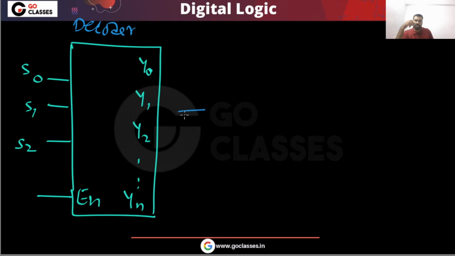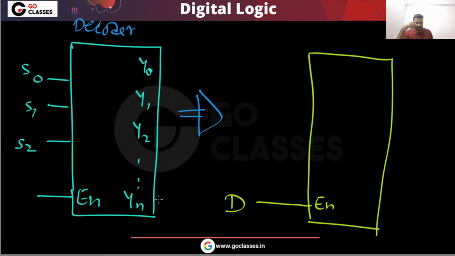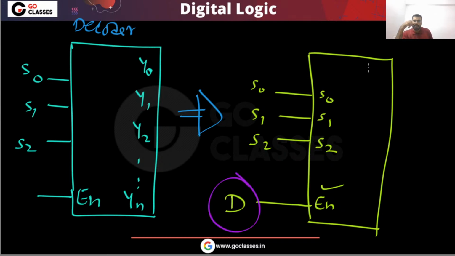But if I make some changes in this decoder, what changes do I make? To this enable I connect the data input, and these inputs will become my select lines. Everything else is the same. Right now this was a decoder. Now this has become a DeMux.